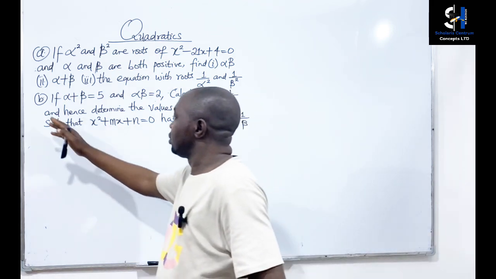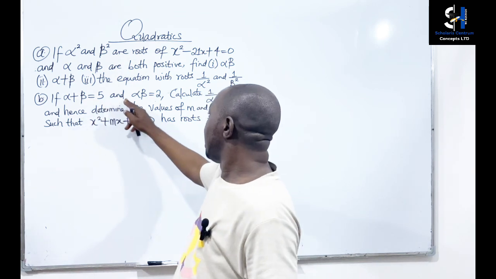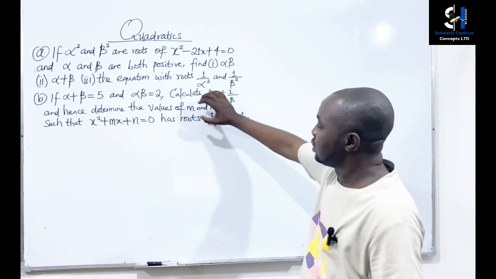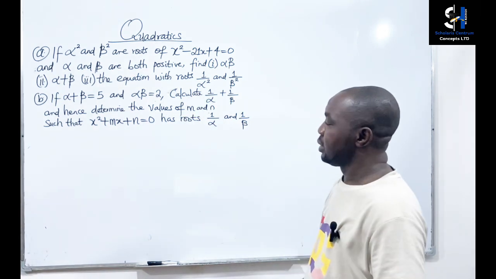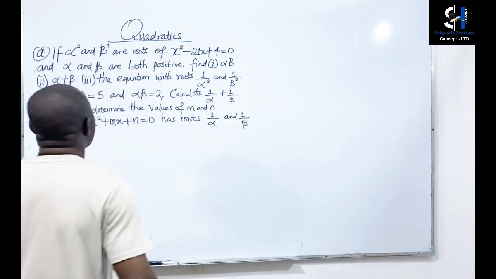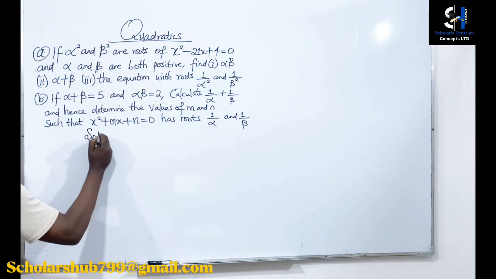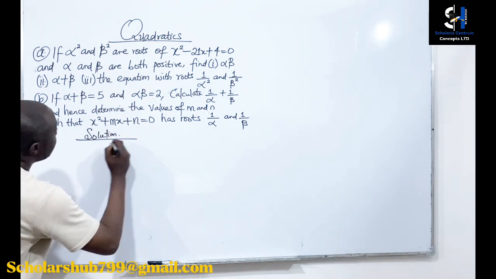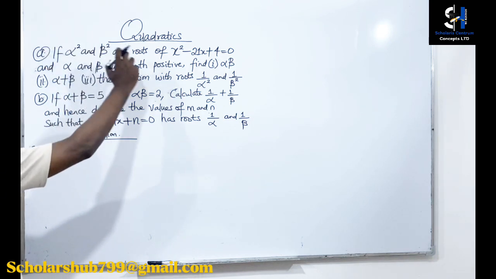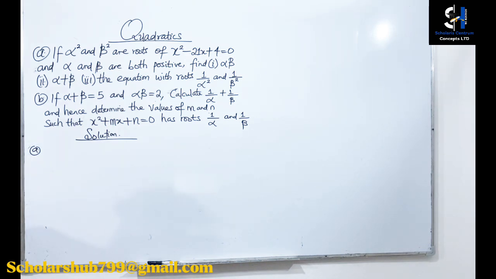Alright, so the second question is, if alpha plus beta is equal to 5 and alpha beta is equal to 2, we're asked to calculate this and also determine the values of m and n such that this has this root. Now, let's do it this way. For the first question, we have parts Roman numeral 1, 2, and 3.